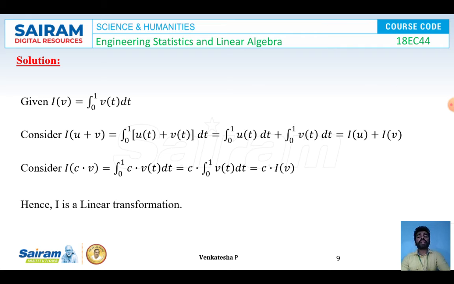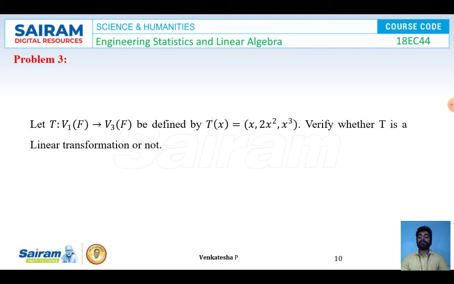Now I am going to consider the second condition, that is I of c dot v. In the place of v, I am taking c dot v. So I got the integral from 0 to 1 of c dot v of t dt. Since c is a scalar, I am taking it outside: c dot the integral from 0 to 1 of v of t dt, which is c dot I of v. So I got I of c dot v is equal to c dot I of v. Hence both the conditions hold good. Hence we can say that I is a linear transformation.